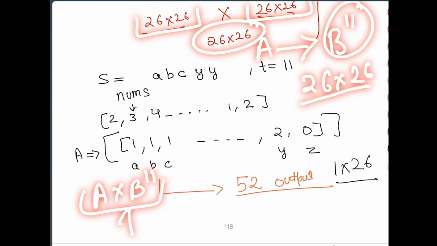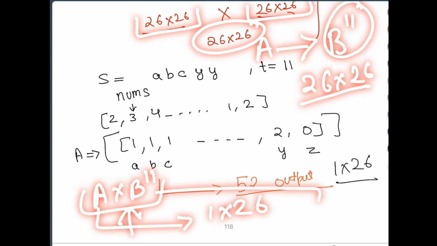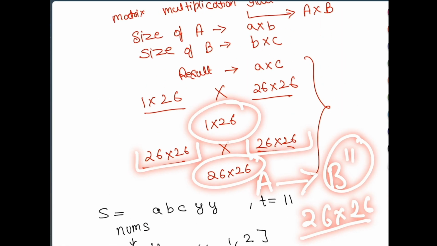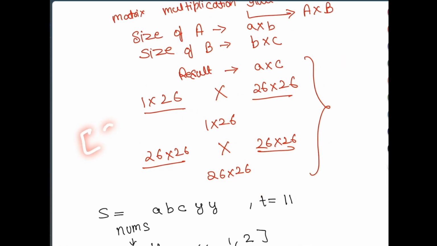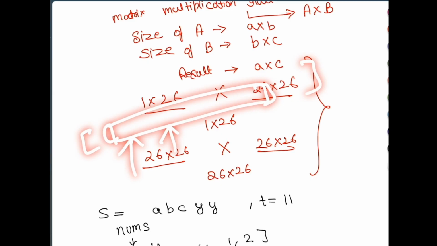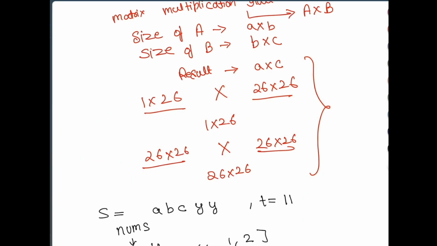And why this formula will work, I will show you with a small example. But for now, let us say this formula works. So how will this look? This A is 1 by 26, this B is 26 by 26. So the result is a 1 by 26 matrix, right? So you have a two-dimensional array which has just one row and it has 26 values. You will take the sum of this, take the mod of this with 10 to the power 9 plus 7, and this is going to be the output. Now how this formula is correct, I will show you.